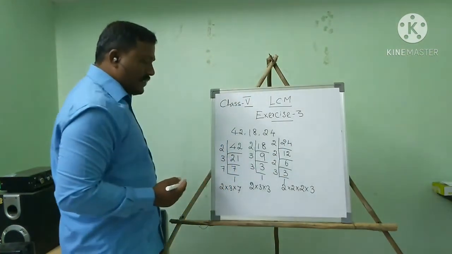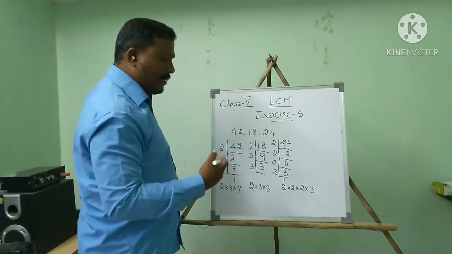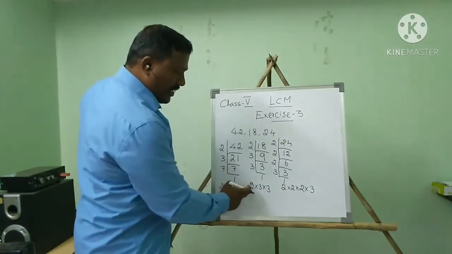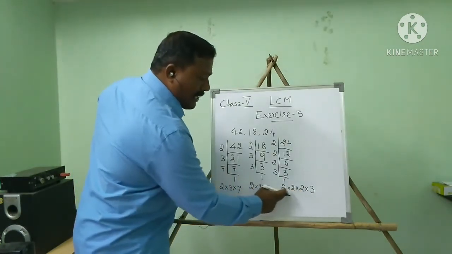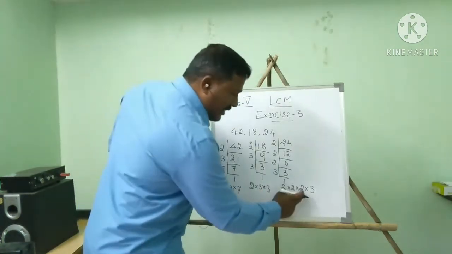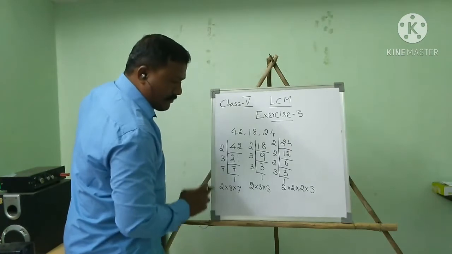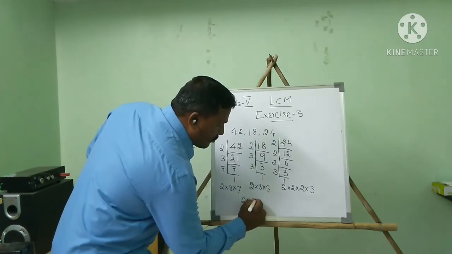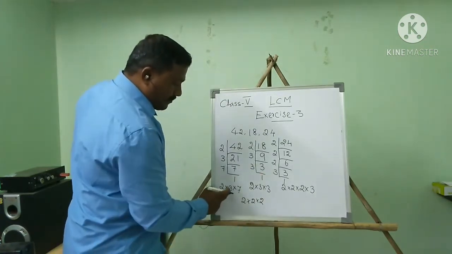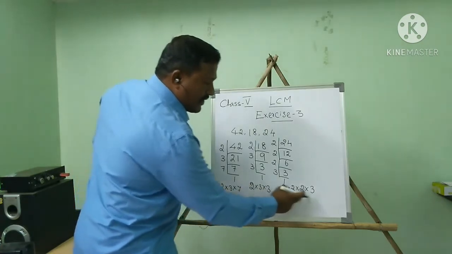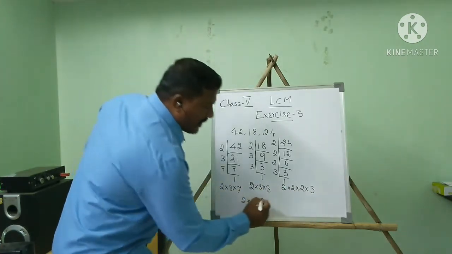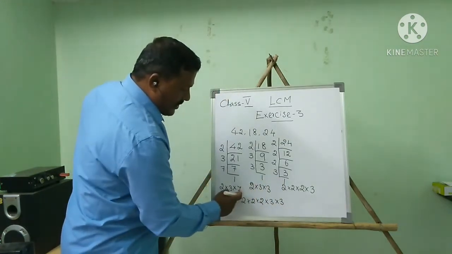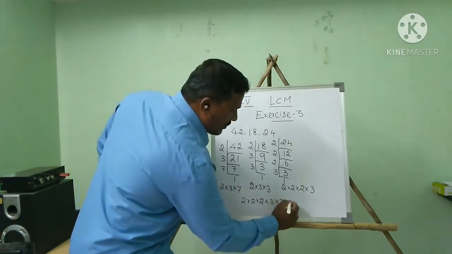Now first we pull out the prime factor with the highest number of times. For 2, here one time, here one time, here 3 times. So this is the highest, so I will take 3 times 2: 2 into 2 into 2. Then next, 3. Here 1 time, here 2 times, here 1 time. So this is the highest, so I will take 3 two times. Then another number, 7. Here only 1 time, so I will take 1.